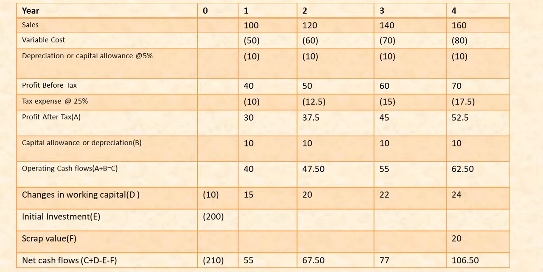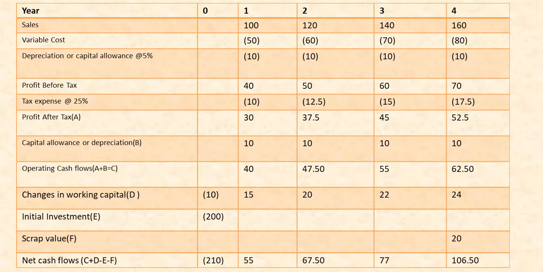Why have we stopped at year 4? Because that is the year when the machinery is no longer useful. It can no longer produce any article. And that's why we have calculated the net cash flows as operating cash flows, which is profit after tax and depreciation. And we have made the adjustments for the changes in working capital. We have deducted our initial investment, and finally, there's a mistake here, it's actually C plus D minus E plus F. I'm sorry for the mistake, but basically the scrap value will be added.